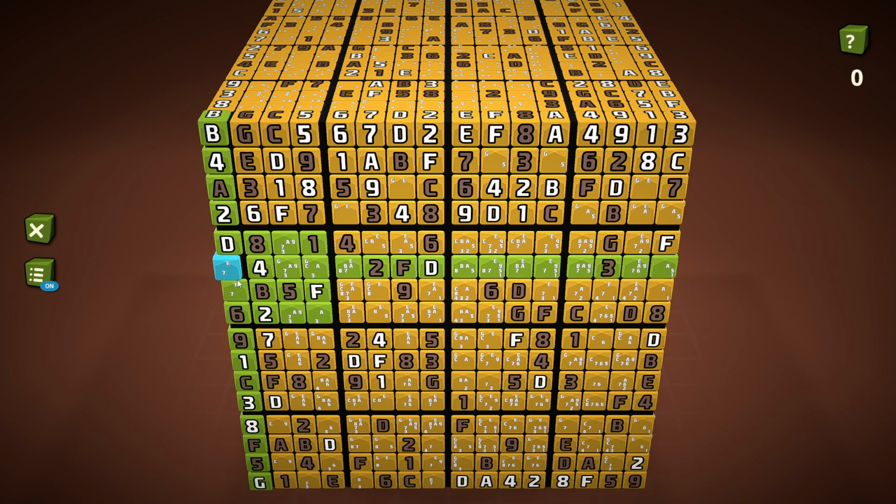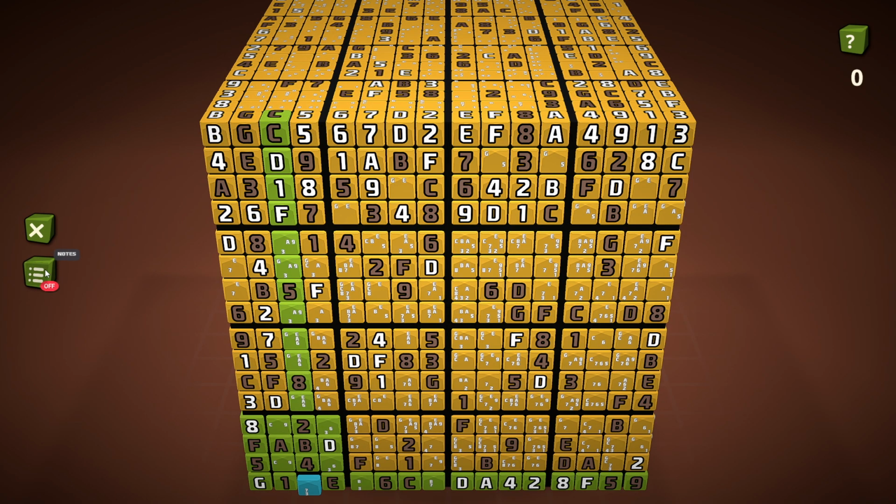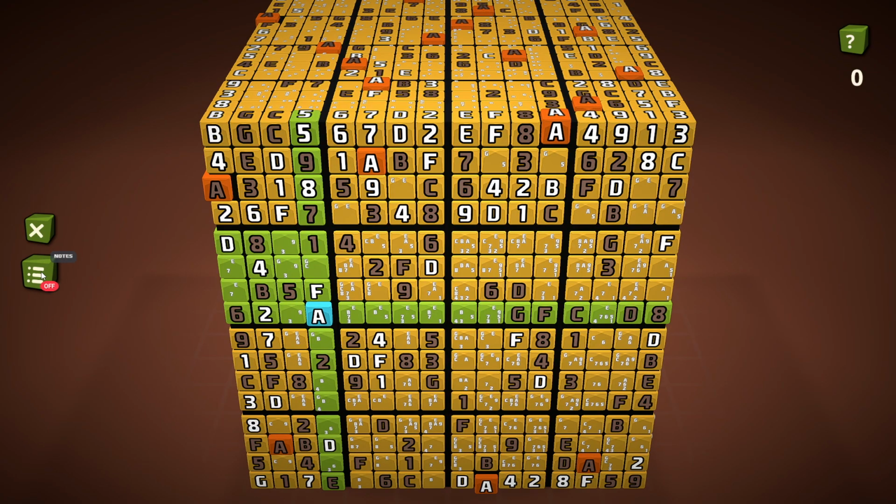Oh, E and 7 both have to be on here. So this can't be a 7, and this can't be a 7, and that can't be a 7. Which means 7 has to be at the very bottom. Yes! And that tells us another thing at the bottom. 3 and 6 can't be there, and that can't be a 3. So that's an A.